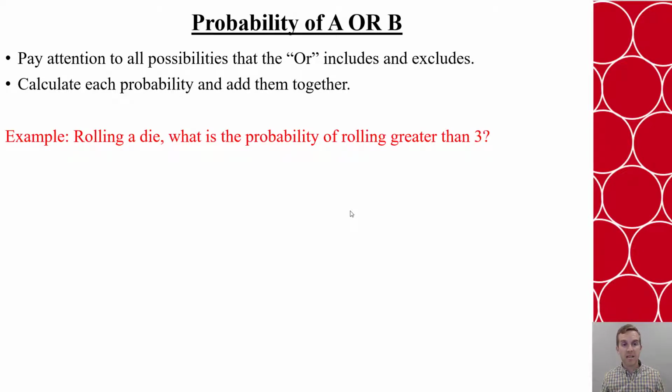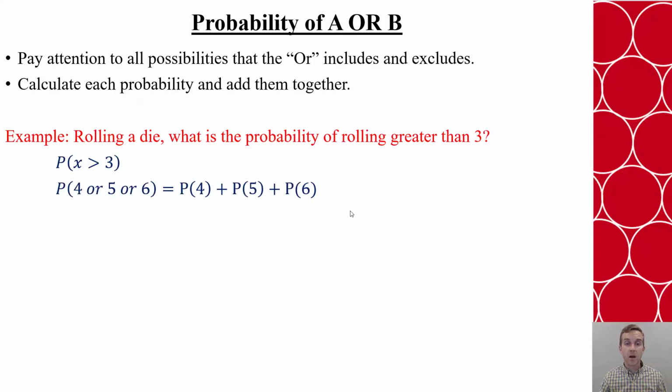Say, rolling a die, what is the probability of rolling greater than 3? So we start with the idea of probability of x is greater than 3. The number we roll is greater than 3. Well, what would create that? Think about all the possibilities on a 6-sided die. That would be rolling a 4, or a 5, or a 6. So we can look at that as the probability of rolling a 4 plus the probability of rolling a 5 plus the probability of rolling a 6. Those three probabilities together tell us what's the total probability of being greater than 3.